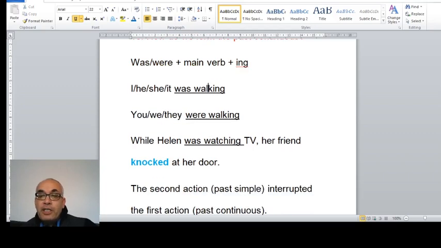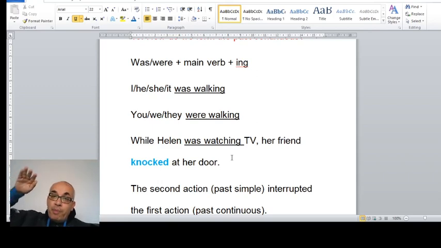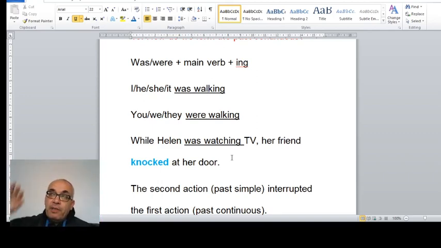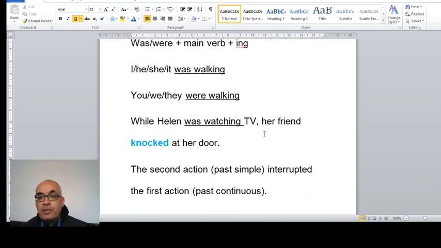So, while Helen was watching TV, her friend knocked at her door. So here we have Helen was watching. It means the action happened in the past and continued in the past. So the past continuous means it happened in the past and continued in the past, and then the past simple interrupts it. Interrupts means like stops it or cuts it. So if I say, while Helen was watching TV, it means Helen did an activity in the past, and then she was continuing this activity, and then her friend came to interrupt this. So the second action, which is past simple, interrupted the first action, which is the past continuous.